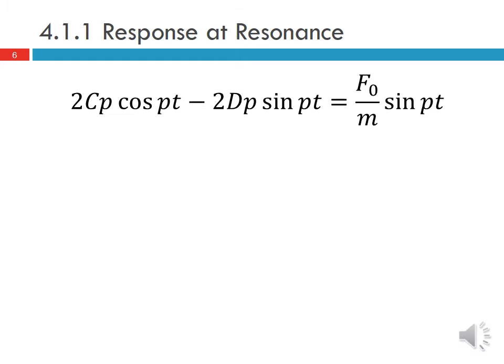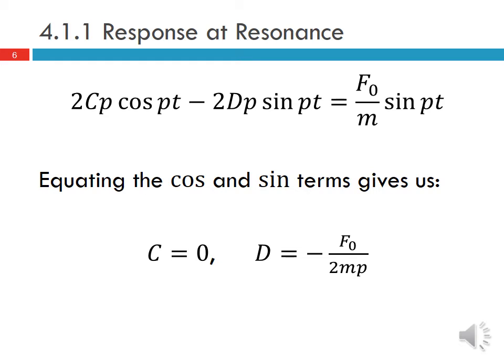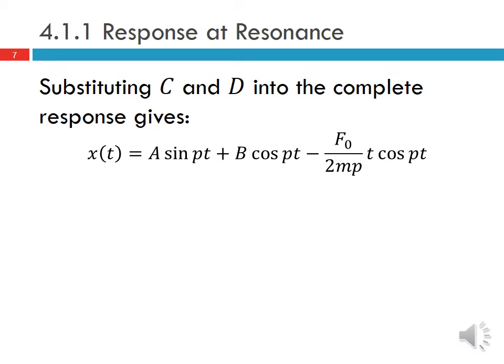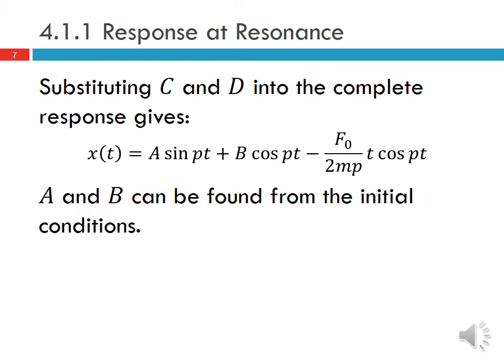We want to find c and d, so we can compare the coefficients of the cosine and sine terms to see that c is equal to 0 and d is equal to minus f naught over 2mp. This comes from comparing these two terms. Substituting c and d into the complete response gives us this, which is again the homogeneous response plus the particular solution. And again, a and b can be found from the initial conditions as before.